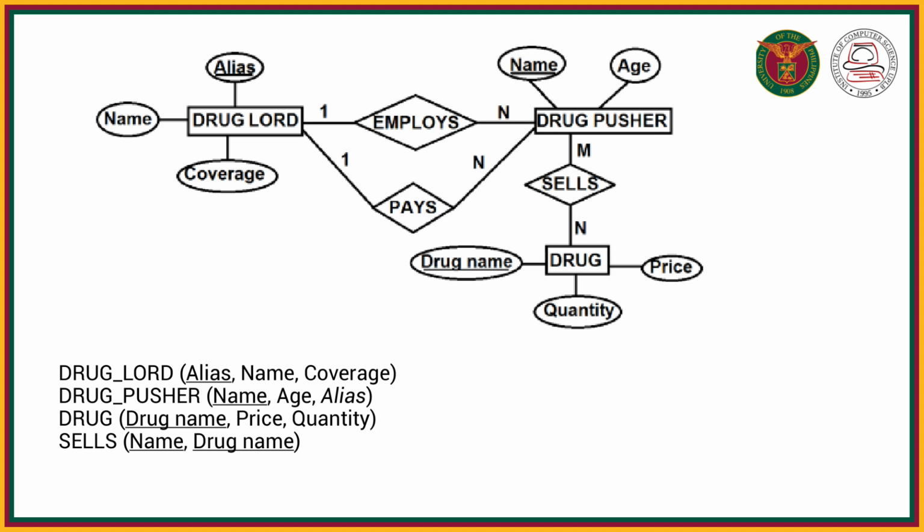And then let's move on to drug pusher sells drug. So first, let's create a relation for drug. So ang ating primary key will be drug name and then other attributes, price, and quantity. And then we have here a many-to-many relationship. So ang rule natin, we will create a different relation if it's a many-to-many relationship. So we have here sells, and then we will just combine the primary keys of both the entity it associates. So we have your name, which is the primary key of drug pusher, and then drug name, which is the primary key of drug entity.